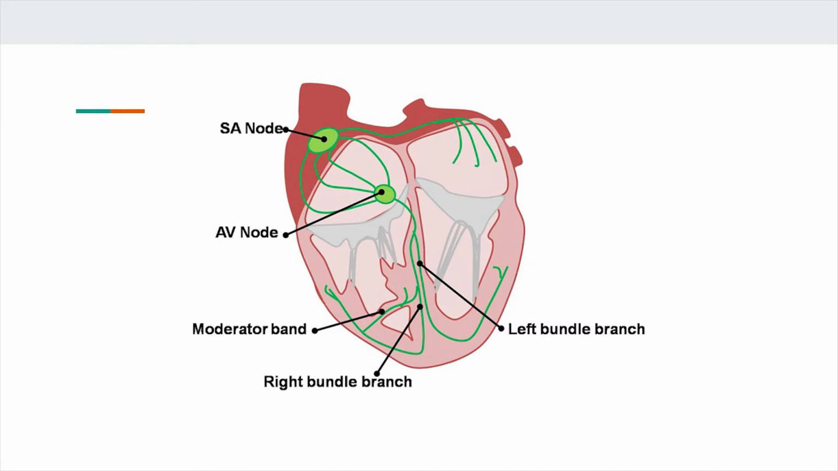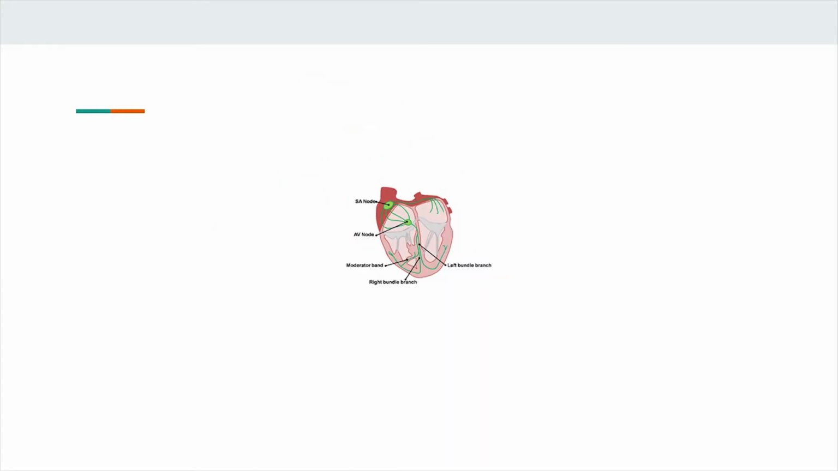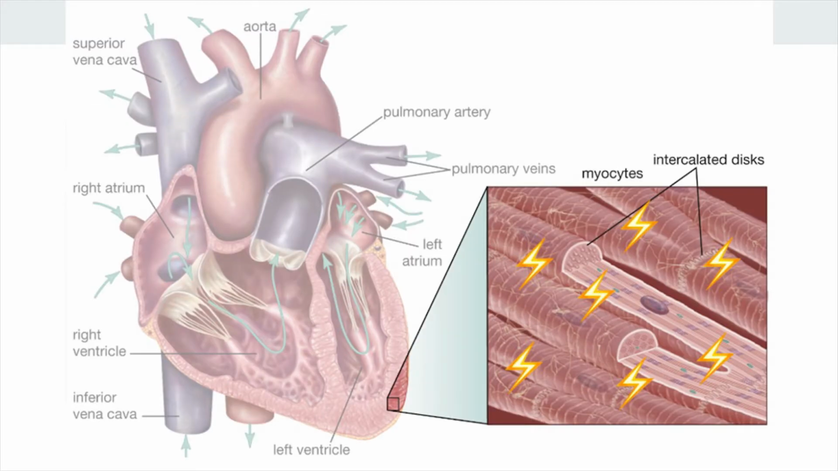The thing is, the electrical activity of the heart's conduction system is far too small to be picked up on the skin surface by the EKG machine. So what we actually measure is the electrical activity of the cardiac muscle as they contract and relax.